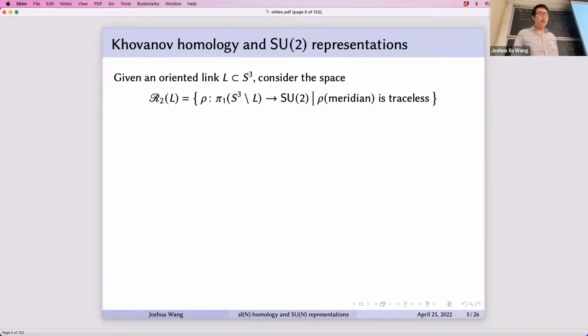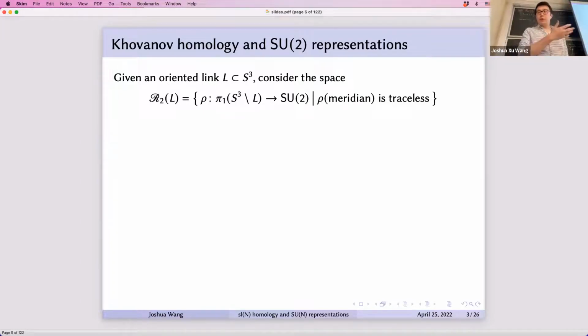Okay, so we're given an oriented link inside of the three sphere, and then we want to look at the complement of that link, look at its fundamental group, and then look at all homomorphisms from the fundamental group into SU2. And I want to look at only the representations for which every meridian is sent to a traceless matrix. Then I just take that, it's a space. I'm not going to quotient out by SU2. I'm just taking literally the set of these homomorphisms.